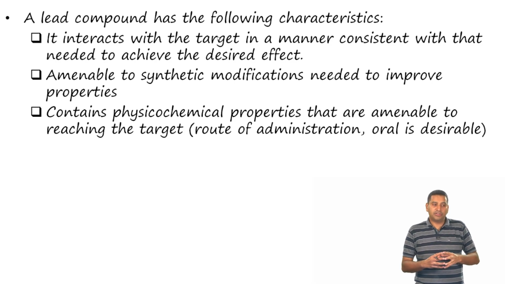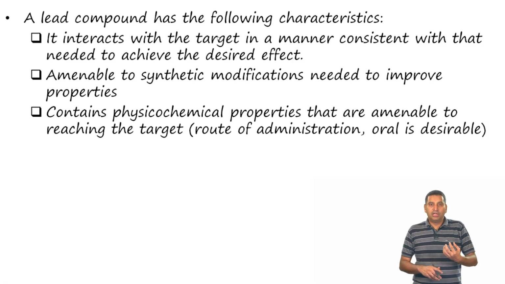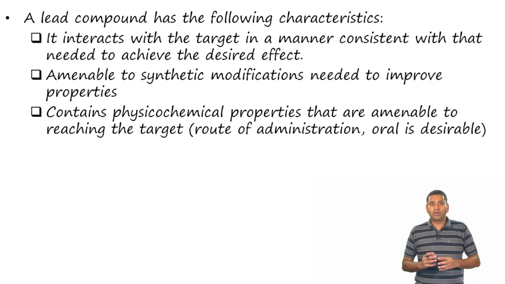And why we need these modifications is because we need to improve the properties, and the properties that we want to improve are many times linked to how easily it is absorbed, how long it stays inside the body, what is the ideal route of administration. So, most drugs that are very widely used, many drugs which we want to develop, are taken by mouth, or oral, and that is the most desirable kind of drug that we want to develop. Now, there are certain properties which we will look at in detail of drugs which are orally administered. Therefore, the lead compound has to have all these characteristics for it to be taken forward.